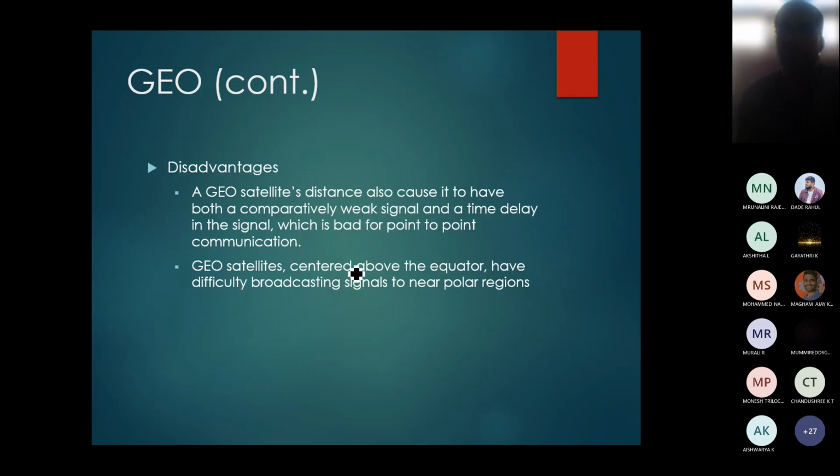And what is the disadvantage? Since it is located at a very large altitude, the signal is very weak and the time delay will be much higher. Okay, so it will be very bad for point-to-point communication, and this is, I think, the only reason why for weather and remote sensing applications, we cannot use GEO satellites.